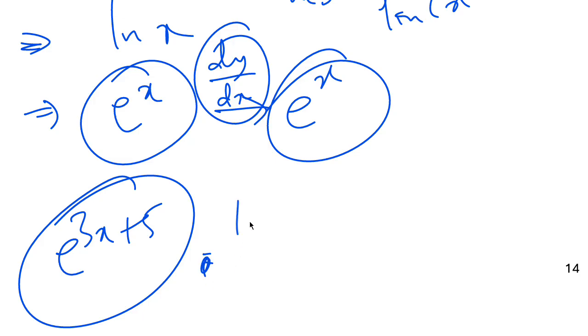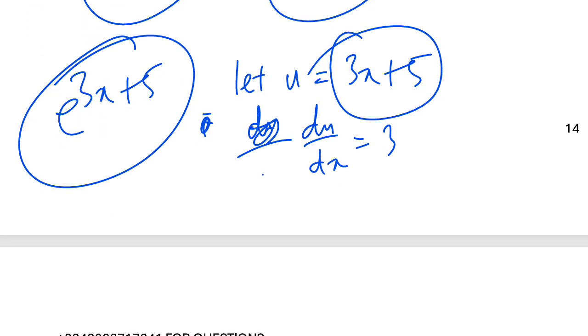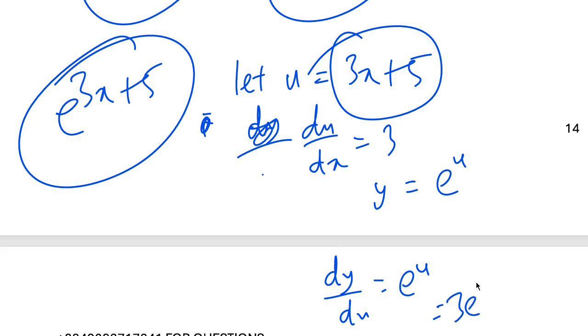What you will say is, let u be equal to what? 3x plus 5. You now find the du dx. You differentiate 3x plus 5. What are you going to get? 3, isn't it? I hope you know why it's 3. Right? So that's what you have. And then you now say y is equal to what? e raised to power u, because you said let u be what? 3x plus 5. And then if you now find the dy du, the differential of e raised to power u will still give you what? e raised to power u. Do you get? So our final answer will be the dy du times du dx. That will be 3e to the u. Do you understand?